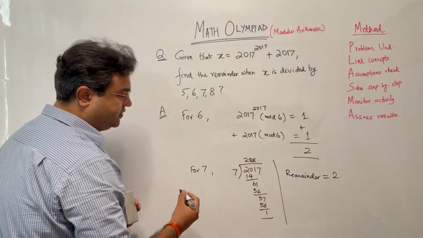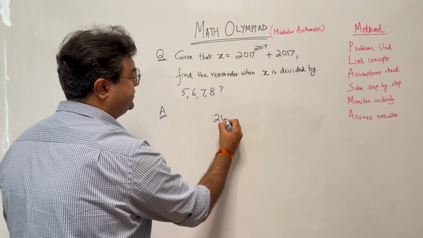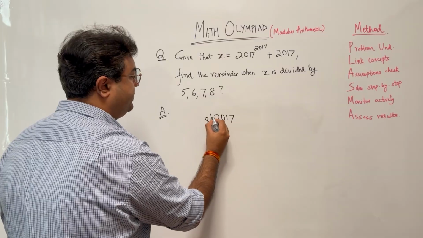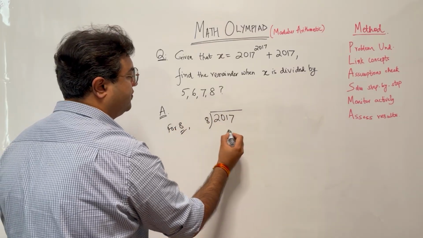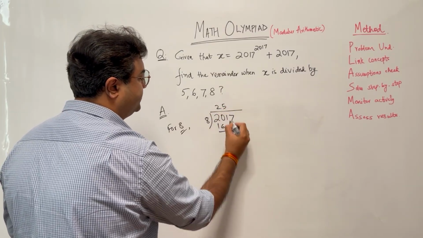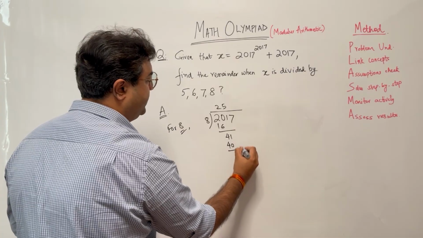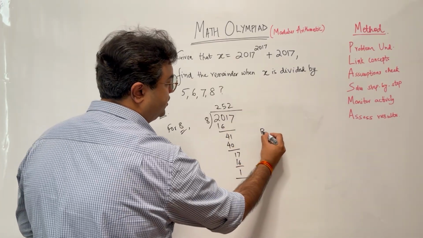Then the last but not the least, for 8. So 2017 divided by 8. Again 2 times 16. So 41. 5 times 40. So 17. So 2 times 16. So 1 again. So the remainder.